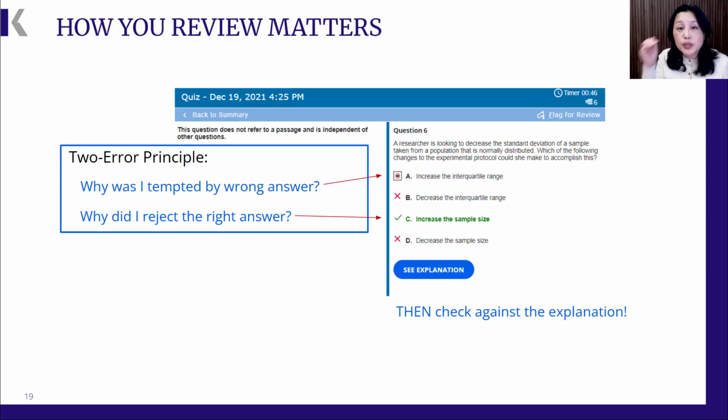And then, having reasoned through, can you justify why the wrong answer is wrong and why the right answer is right? Then select C explanation. You will get a comprehensive explanation for all of the answer choices, as well as an overall explanation for how to be approaching this question better next time.